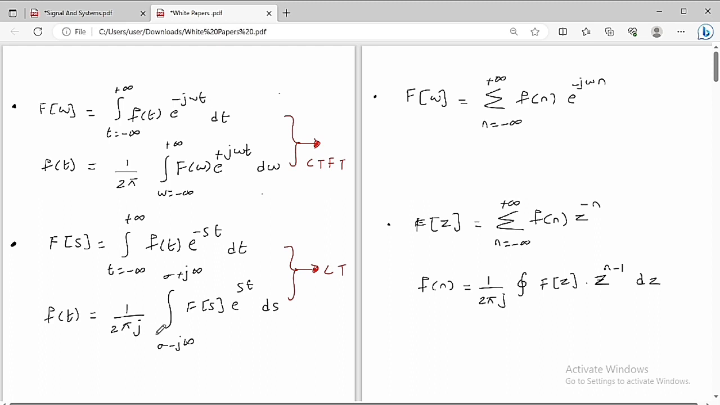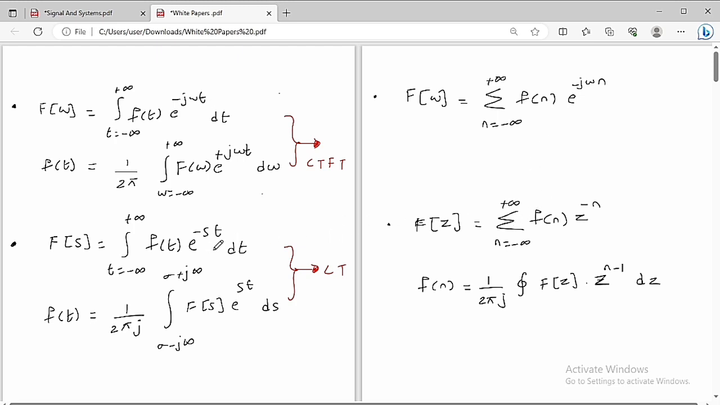So this 1 by 2 pi j is the same. Closed contour integration of F of z, e to the power of s is, I already told you, nothing but z. So z to the power of n, here t means n, right? So you have to keep some extra number which is minus 1 into dz. These are the formulas you have to keep in your mind, and you definitely have to remember how to get these things.